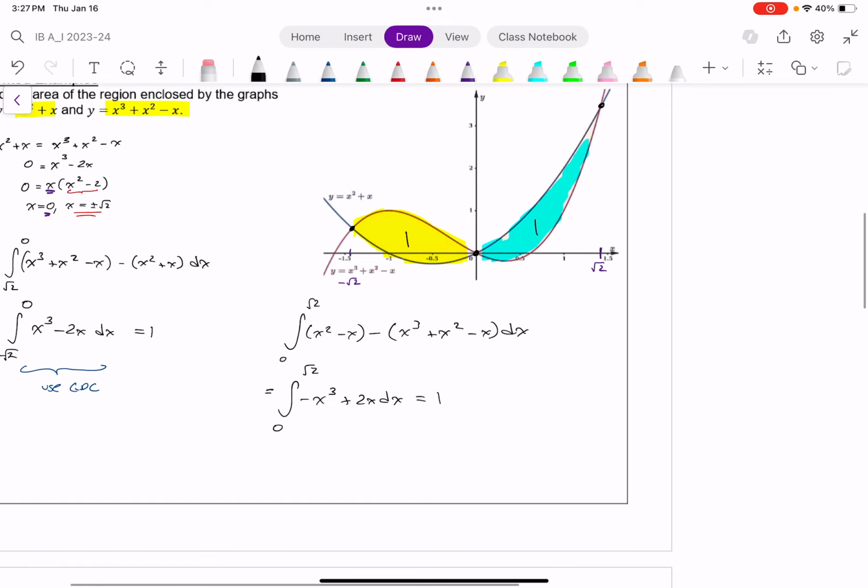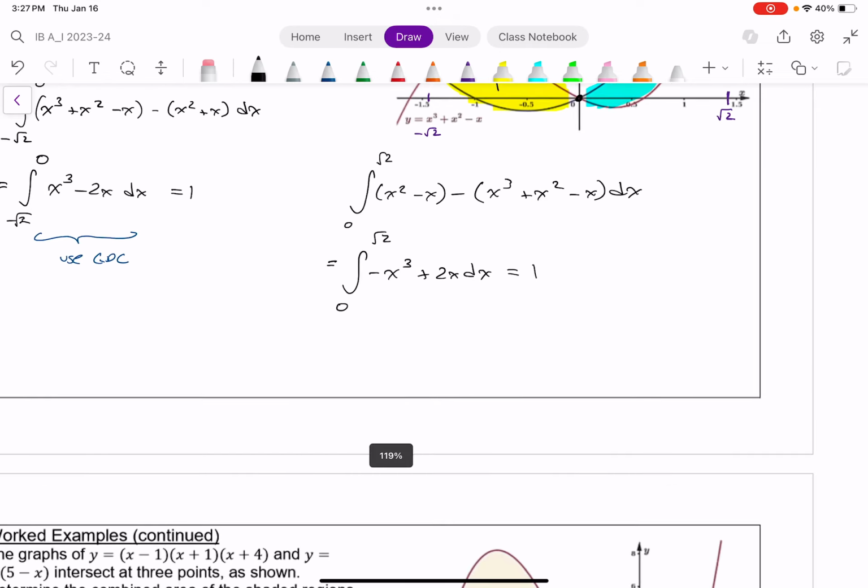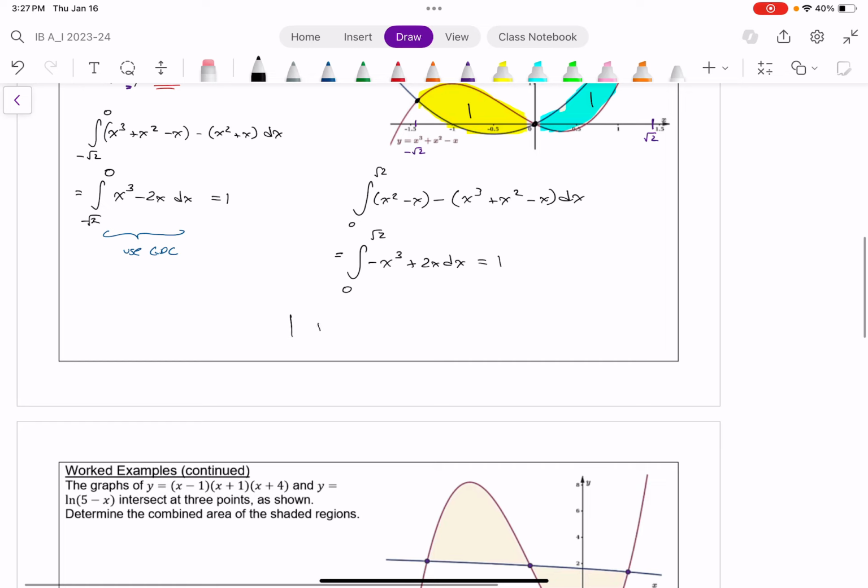So put it all together. It looks kind of like a cat right now when I draw it like that, but put all the area together, I get 1 plus 1 equals 2, and there's the area. That total area is 2.